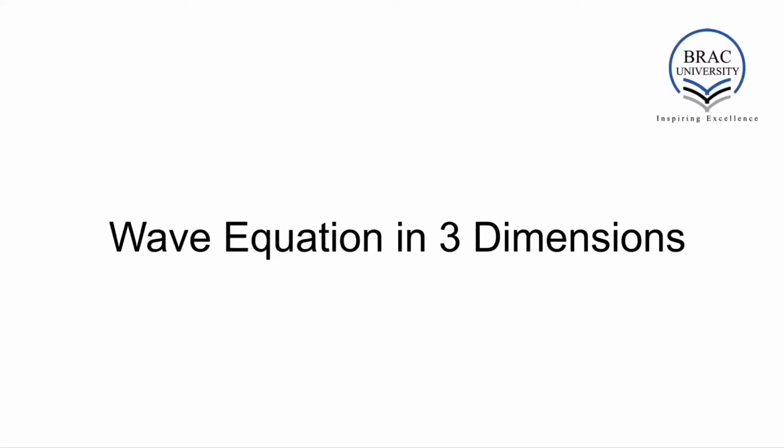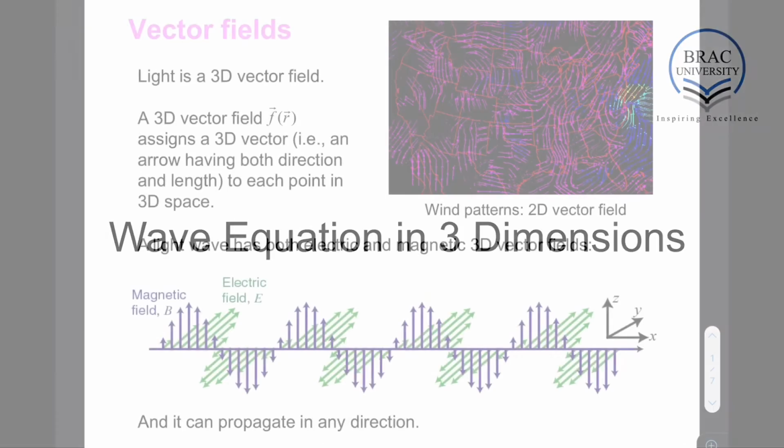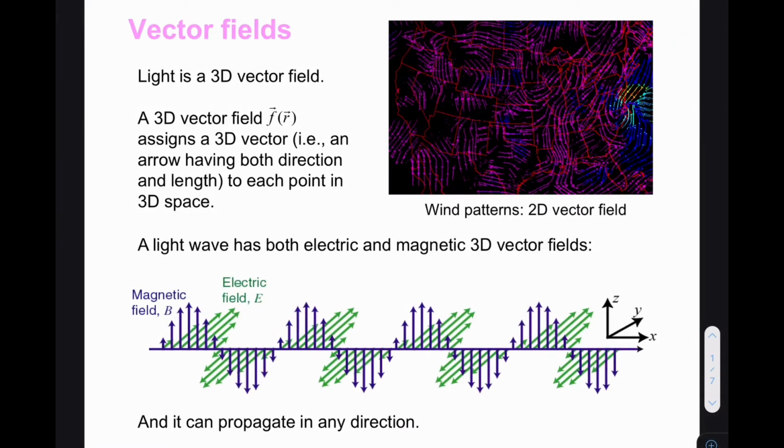Previously, we have written down the wave equation for electric field of light, but that was in one dimension. In reality, light is a three-dimensional electromagnetic wave. So we have to generalize that one-dimensional wave equation to a three-dimensional wave equation. So let's begin. Now, we know that light is an electromagnetic wave.